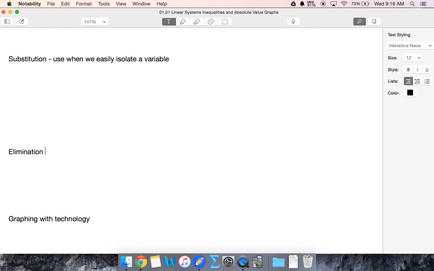So elimination is the process of manipulating equations such that when we add or subtract two equations, one variable is eliminated.